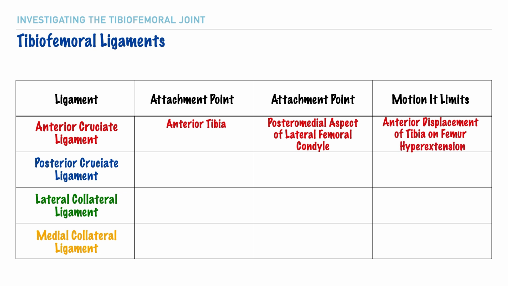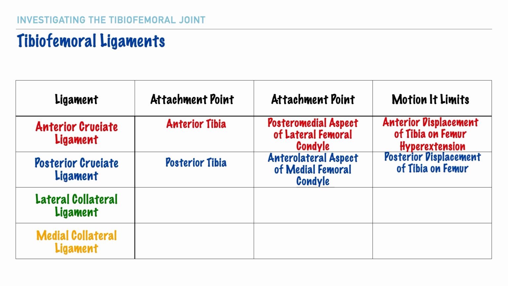Next is the posterior cruciate ligament, which begins on the posterior aspect of the tibial plateau, and it completes its attachment at the anterolateral aspect of the medial femoral condyle. Its job is to protect against posterior displacement of the tibia on the femur and to protect against hyperflexion.